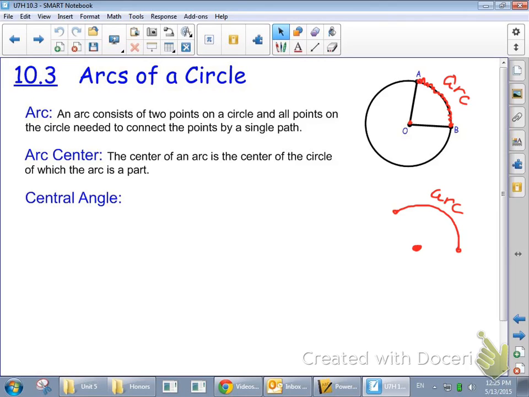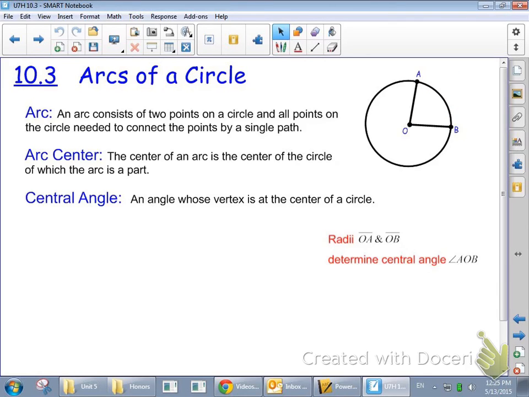Next we have central angle, an angle whose vertex is at the center of a circle. So this here is our center. Again, we have the arc here. An angle whose vertex is at the center. So this central angle, here's my angle, and this is the vertex here at O, and notice that is the center of my circle.